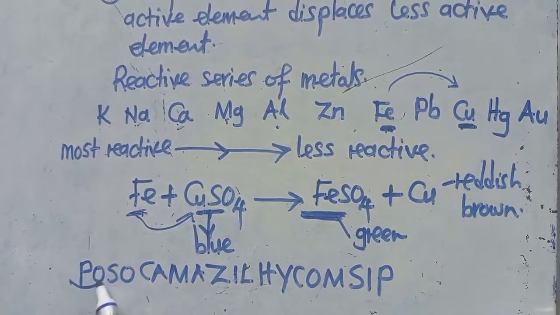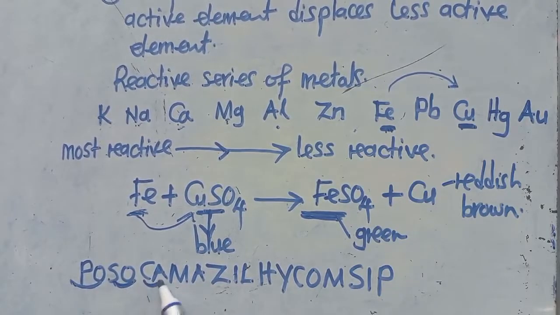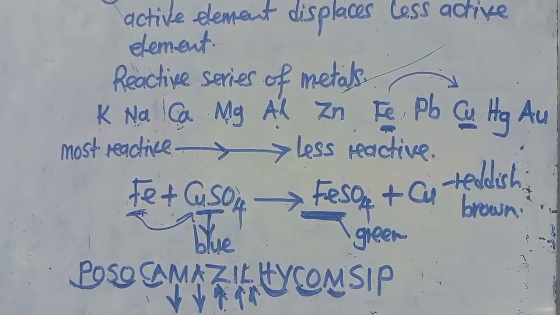You know that this is potassium, sodium, calcium, magnesium, aluminium, zinc, iron, lead, hydrogen. We've got copper, mercury. So you are just following it like that. You've got silver. So this is what you have to understand. Then lastly, you know that there is gold. You need to understand the gold at the end. So posokamaziu I, sip, go.